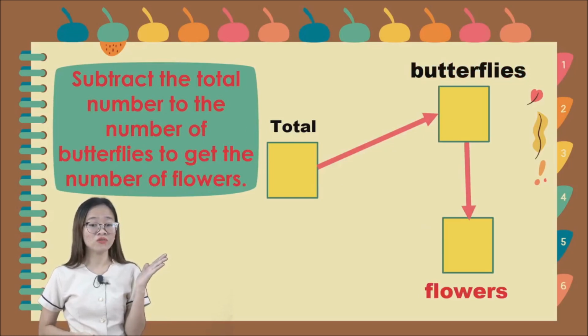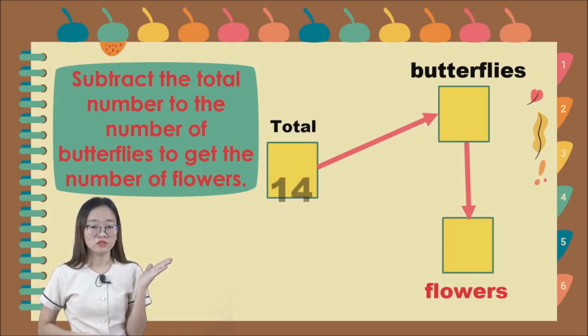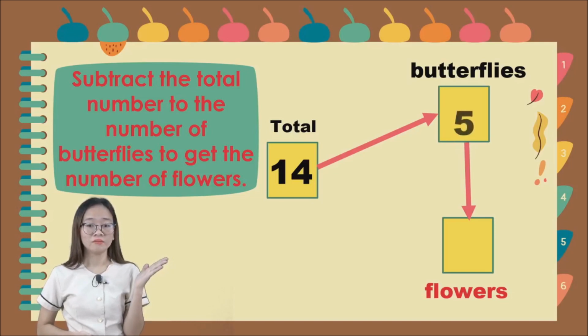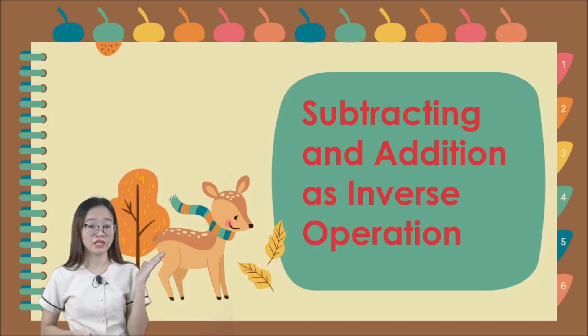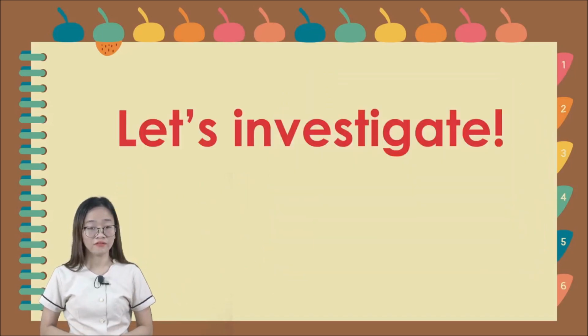Now, how to find the number of the flowers? We need to subtract the total number of the butterflies to get the number of the flowers. So 14 minus 5 is equal to 9. So the answer is 9. Again, our lesson is all about subtracting and addition as inverse operation. Now, for you to understand more, class, let's investigate.